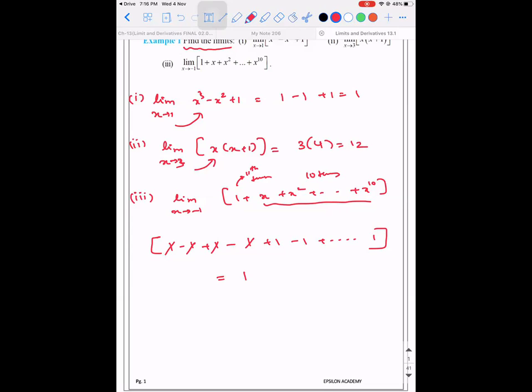Five. Sorry? 5. 1. It is 1 only. See, I start from here, okay? Minus 1 plus 1. Next will be x cube, yes sir. Got it right? So those 10 terms will get cancelled and this 11th term will be left out. That's why it is 1.